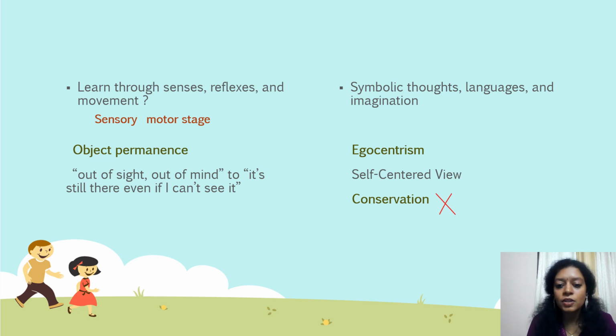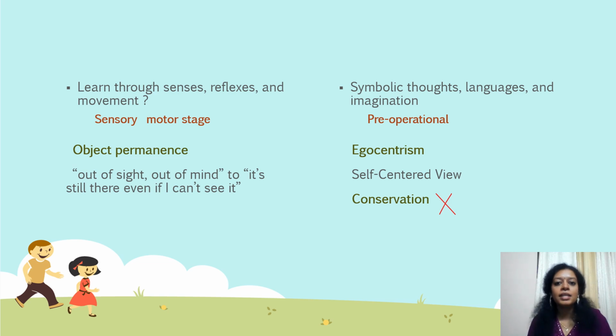So another question: in which stage do symbolic thoughts, language, and imagination happen? In which stage? That is the pre-operational stage. Another characteristic feature of the pre-operational stage is egocentrism. What is egocentrism? It's a self-centered view. In this stage, children often assume that everyone shares their viewpoint. For example, if a child likes a particular toy, they might think everyone else likes it too.